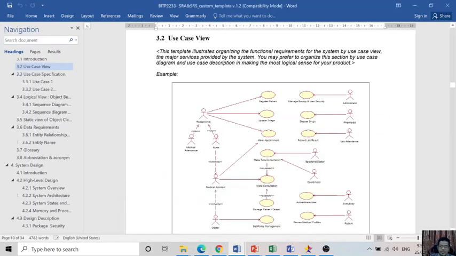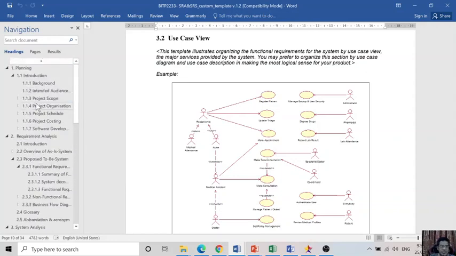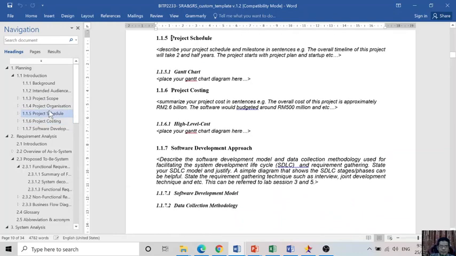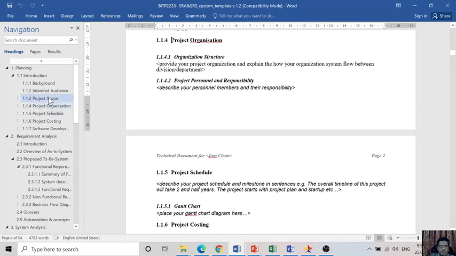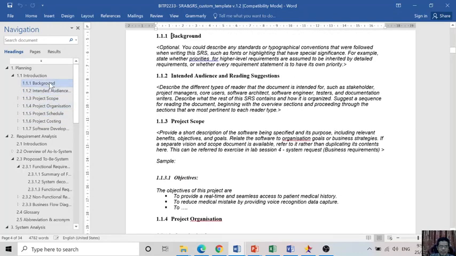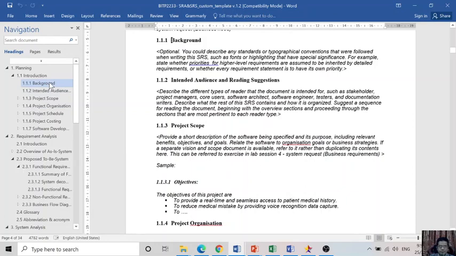For example, this is a sample document that I gave you last time. We have the project organization structure, project scope, intended audience, and background. You can reuse this one, and some of the information you can reduce. All the information that you develop during this subject you can reuse, to speed up the process.